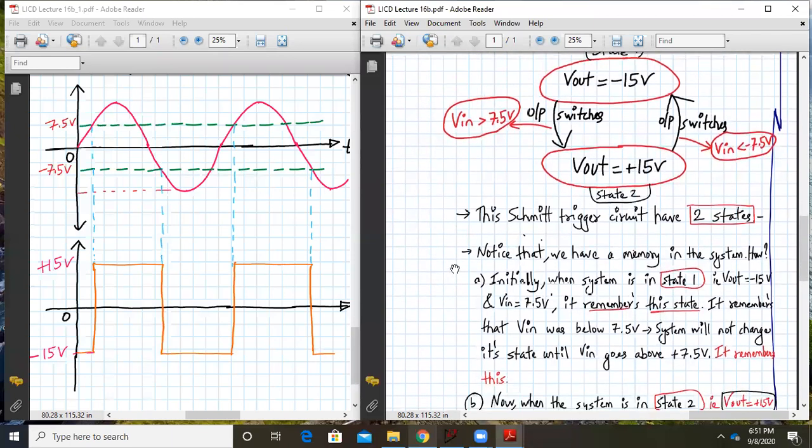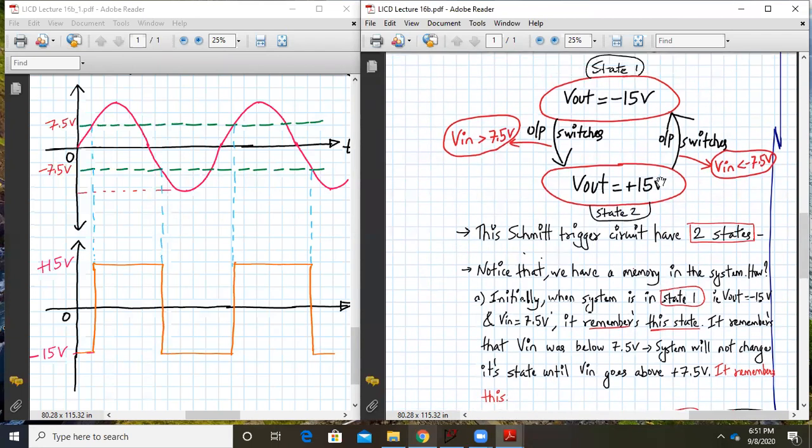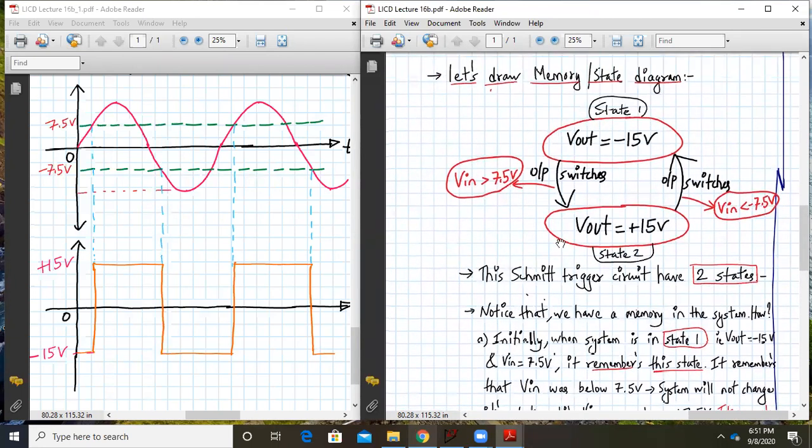So that's why we can say that if V in is greater than 7.5, my output changes its state from -15 to +15. You can verify from this state diagram. And whenever Vin is less than -7.5, my output will change the state from +15 to -15. So this is basically like a system that is holding, like a 1-bit memory system, right?